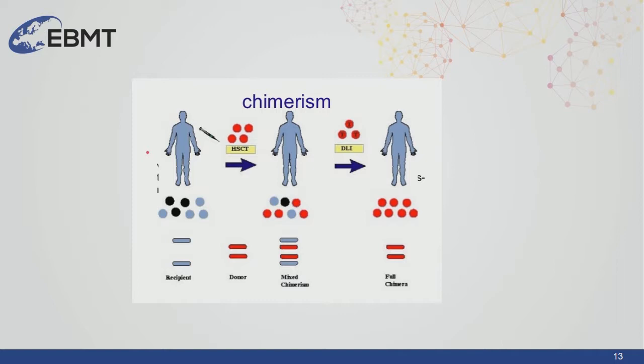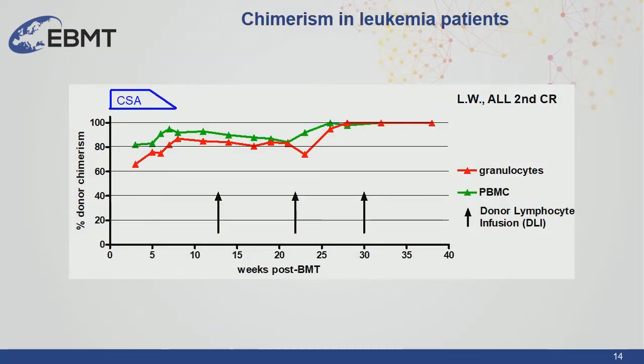If this is a patient with acute lymphoblastic leukemia or acute myeloid leukemia, that is an unwanted situation because you want to get rid of the patient's hematopoiesis. And in those cases, donor lymphocytes or other interventions can be applied to try to get rid of these residual recipient cells and to end up in a situation that is fully dominated by donor hematopoiesis. And this is an example of such a patient. So this is a patient transplanted for acute lymphoblastic leukemia.